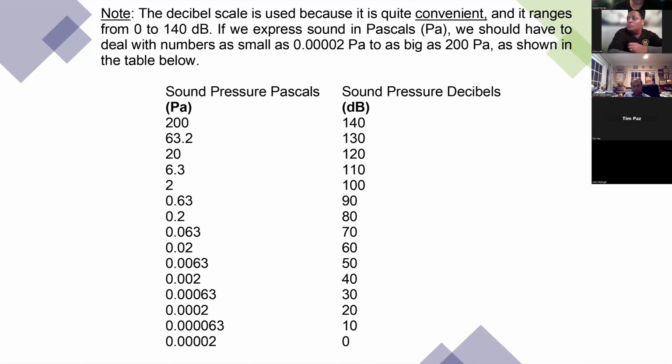Why do you use the decibel scale? Because it's quite convenient. The sound pressure in Pascal goes from 200 to 0.00002. So we would get fatigued with all these points and numbers and zeros. At this point, we just have to use the decibel sound scale, which is usually between 0 and 140.